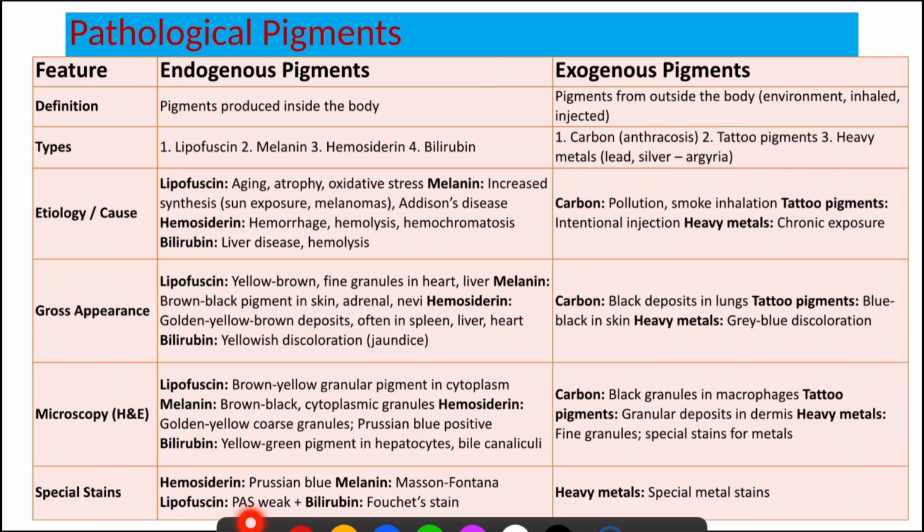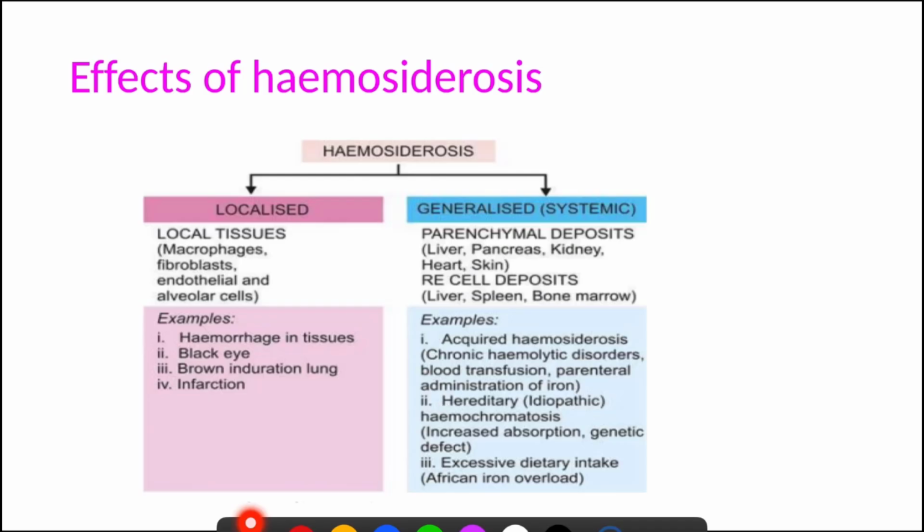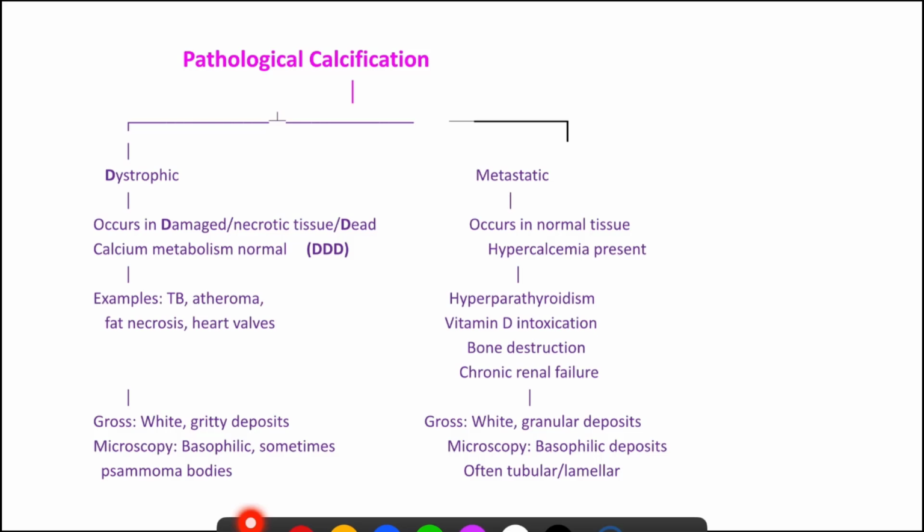Pathological pigments, exogenous as well as endogenous pigment. So this is hemosiderosis, localized and generalized. You should write this type of question in the form of a flow chart or table, and you can get a high score, right? So this is very important.